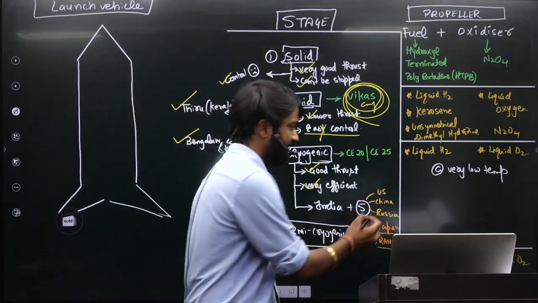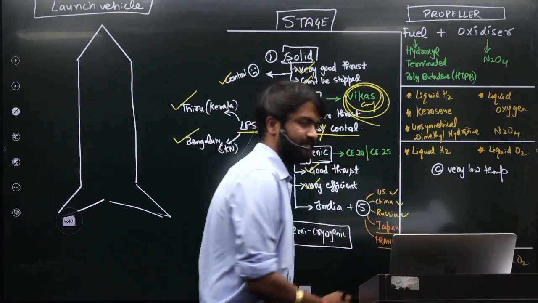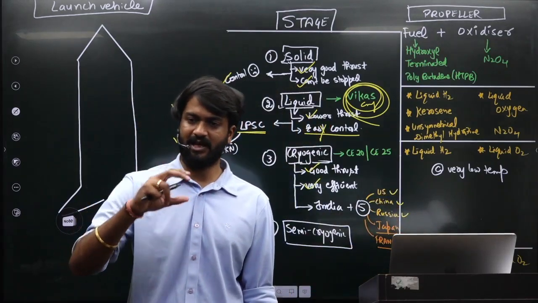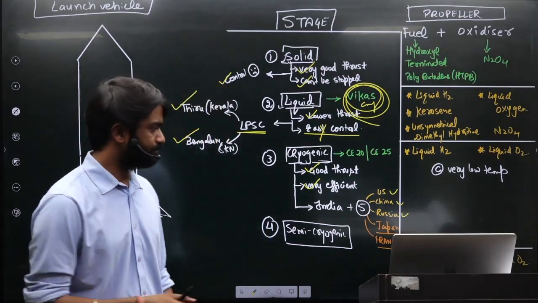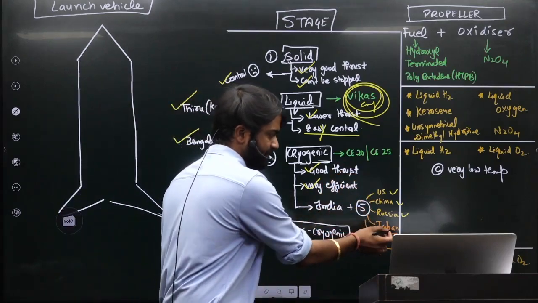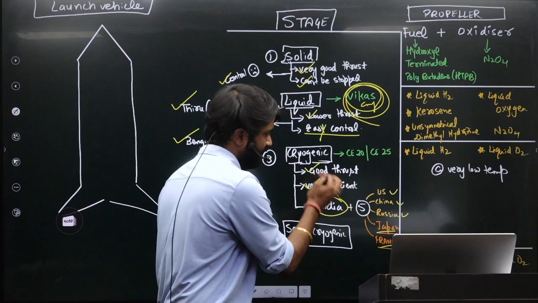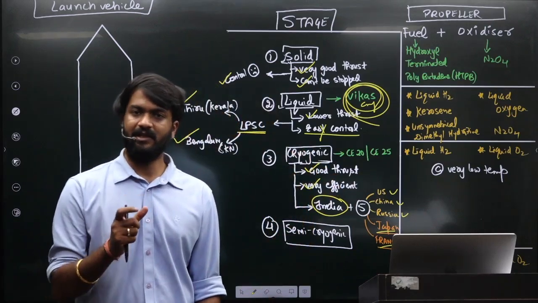You should remember, see, these 3 are obvious: US, China, Russia. Other 2 countries are France and Japan. Okay? So US, China, Russia, Japan, France and India has joined them in order to make the indigenous cryogenic stage.